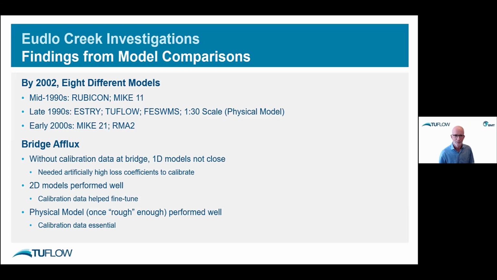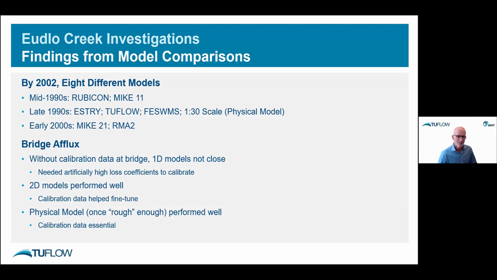So I'm just going to summarize those in a nutshell in terms of what's of interest today. Basically, without calibration data at the bridge, the 1D models, and there's 1, 2, 3 of them there, all struggled using standard loss coefficients at the bridge. They needed exceptionally high loss coefficients to calibrate to, and there is good recorded data from 3 floods. One of the floods occurred during the study. Interestingly enough, the 2D models performed pretty well, and the calibration data helped fine-tune those. And the physical model also performed quite well in terms of calibration, but calibration data was essential, and it really did struggle prior to being calibrated.